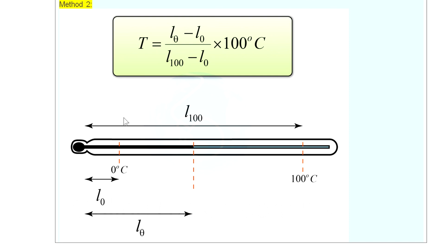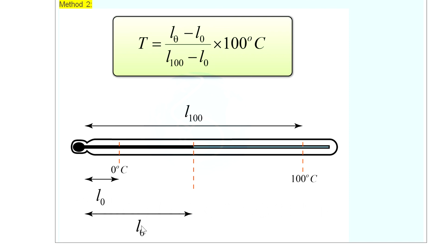Now if you insert this thermometer in some other liquid or touch it with some substance, or put it closer to the stove, or closer to some object which is hot, you can see that the level of the mercury rises and reaches this point. So this point is the unknown temperature length, and this is called L theta. So L theta is from the bulb till the unknown point.